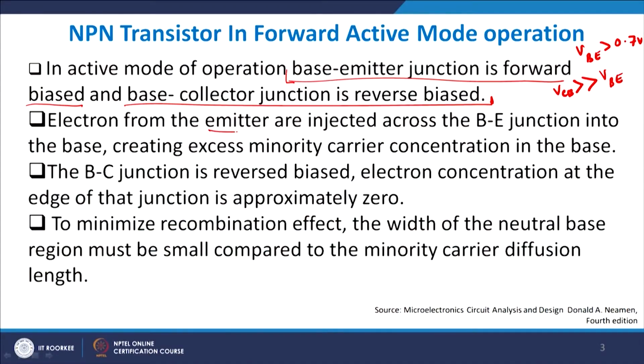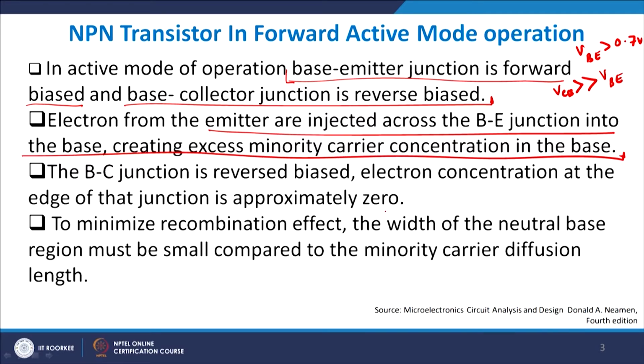So, let us look at the second point. The electrons from the emitter are injected across the base-emitter junction into the base, thereby creating an excess minority carrier concentration in the base. We have already discussed this earlier, and we also saw that the minority carrier concentration falls linearly between the emitter-base and the collector-base junction. As you can see, the electron concentration at the edge of the collector-base junction is approximately equal to 0. We have also seen this to be true.